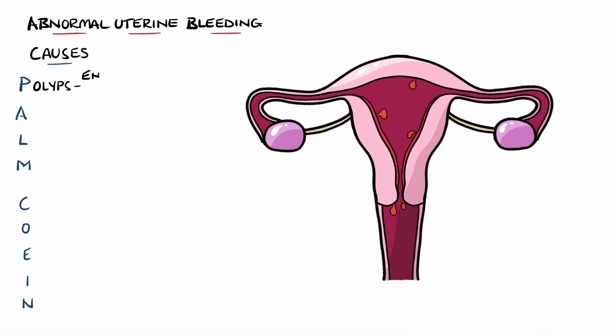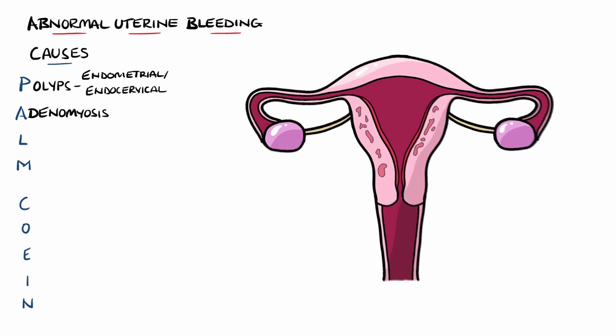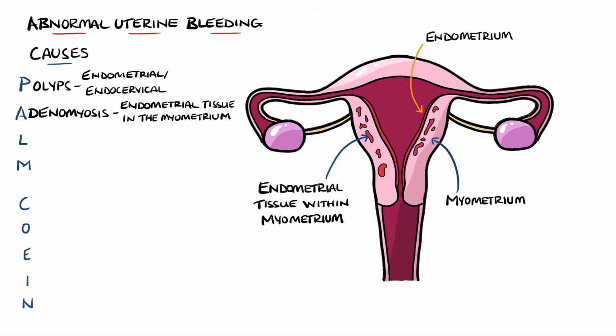P stands for polyps, which can include endometrial and endocervical polyps that then may bleed. Around 15% of women have endometrial polyps, but most of these are asymptomatic. A is for adenomyosis, which is where there is endometrial tissue within the myometrium, which is the muscular outer layer of the uterus. This tends to lead to prolonged, heavier periods.